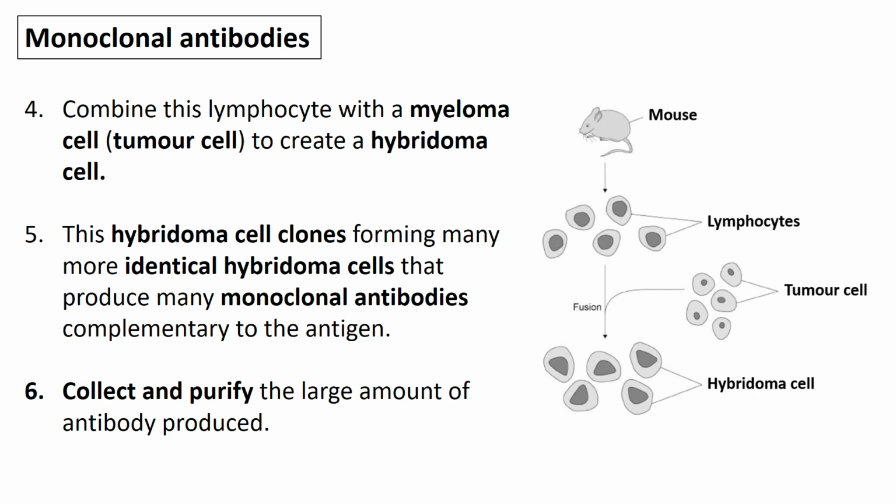So at step 5, this hybridoma cell will clone itself to form more identical hybridoma cells, each producing the monoclonal antibody, that same type of antibody that you've identified that's complementary to the antigen. You then collect and purify the antibody produced, and you've got your source of monoclonal antibodies. And the good thing is you can keep those hybridoma cells alive, so you can have a constant source of this antibody whenever you need it.